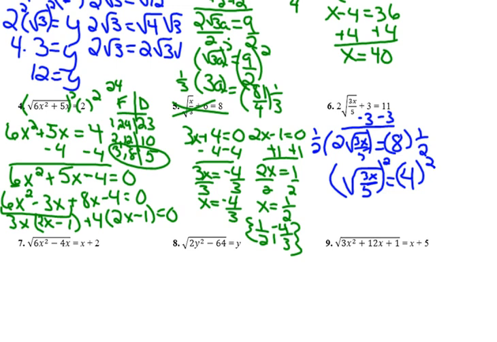When I square both sides, that's going to give me 3x over 5 equals 16. I'm going to multiply by 5/3 because we're multiplying by the reciprocal. So x is, sorry, I'm grabbing my calculator.